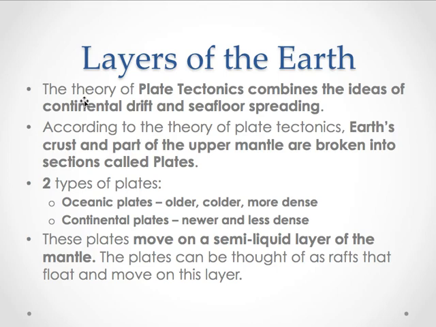So the theory of plate tectonics combines the ideas that we've already talked about, which are continental drift and seafloor spreading, and it unites them into a single theory. According to this theory, Earth's crust and part of the upper mantle are broken into sections called plates. We can have two kinds of plates. The first kind are our oceanic plates. They make up our oceans.